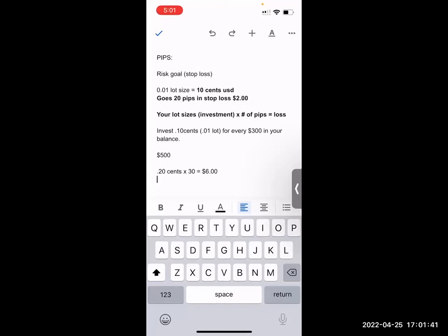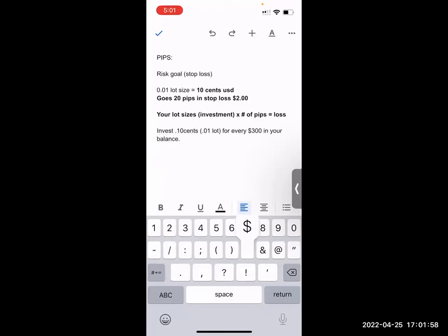And so it's the same formula, guys. It doesn't matter. Like I said, invest 10 cents for every 300 that you have. So if you put $1,000 in your account, the reason I chose this formula is because it keeps your risk down below 1% of your entire balance.